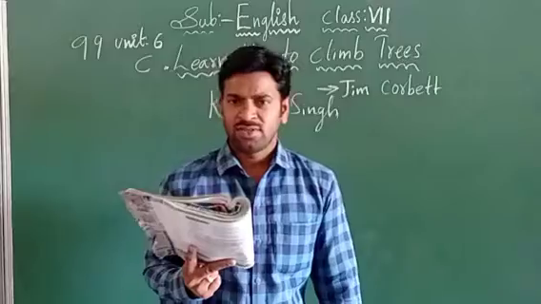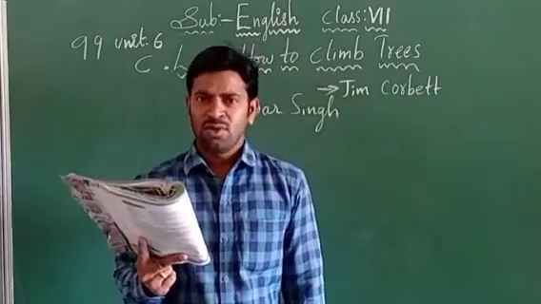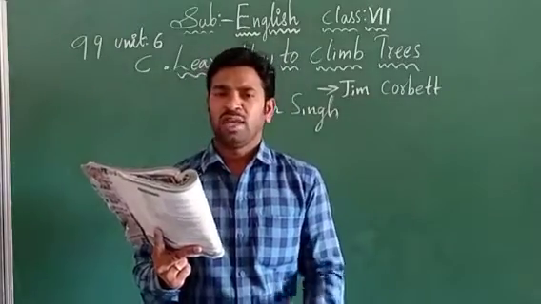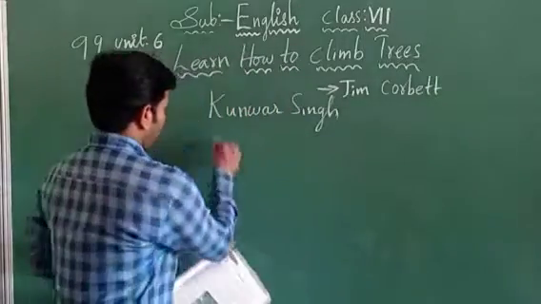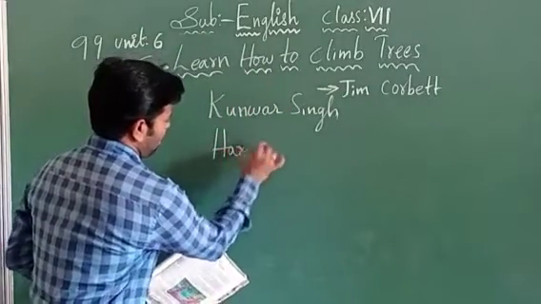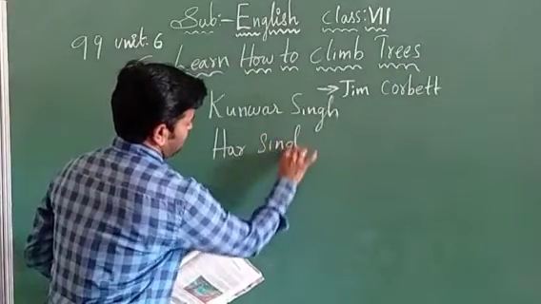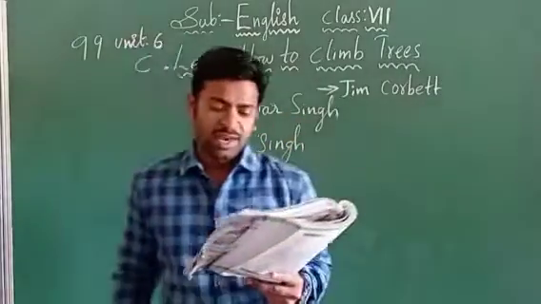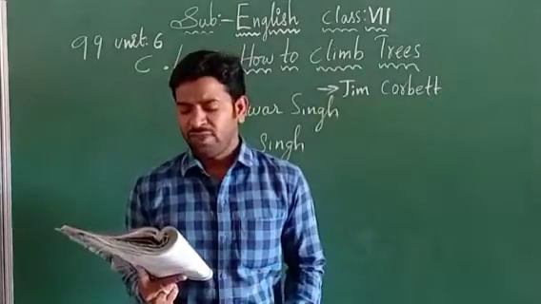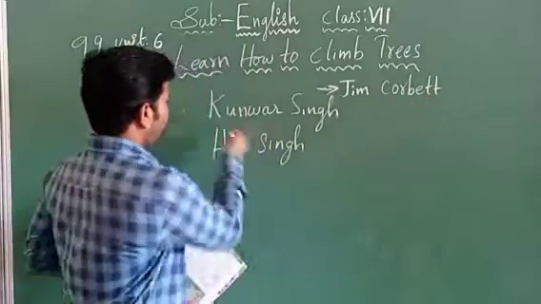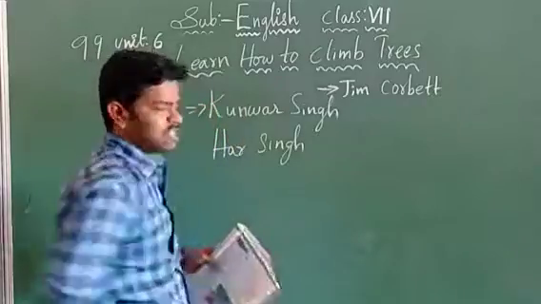Now the third paragraph is dealing with the new story. The new tale is going to start here. Tale is nothing but the story, children. Har Singh. One more person has come here. Har Singh, S-I-N-G-H. Har Singh, we can think, is one of the friends of Jim Corbett. Now the character of Kunwar Singh has completed, children.